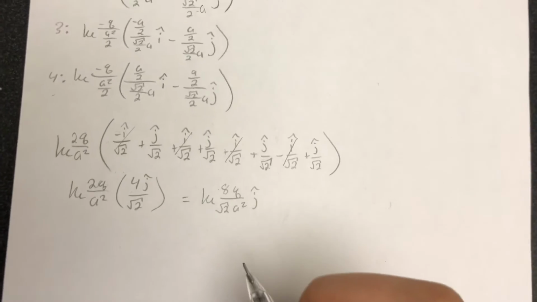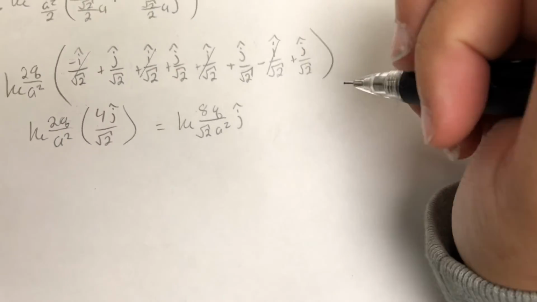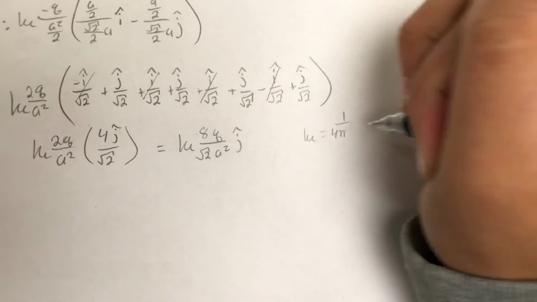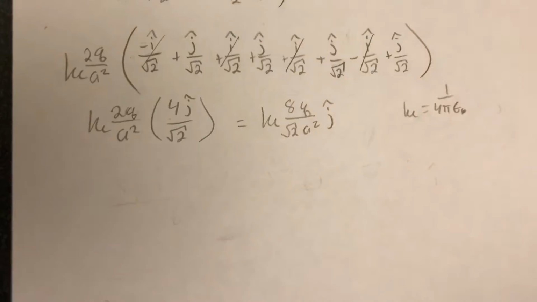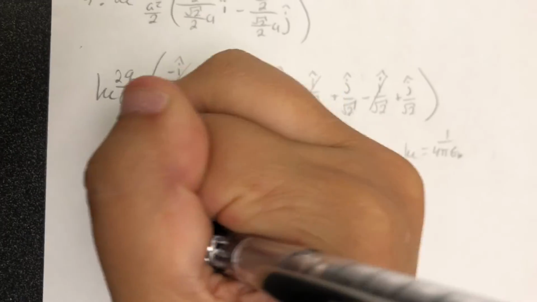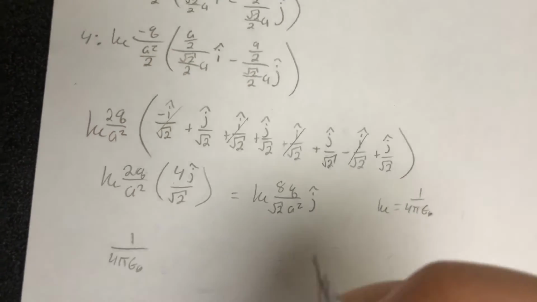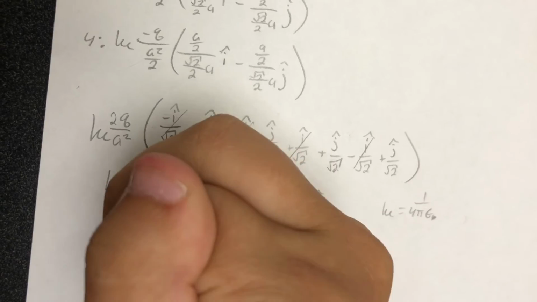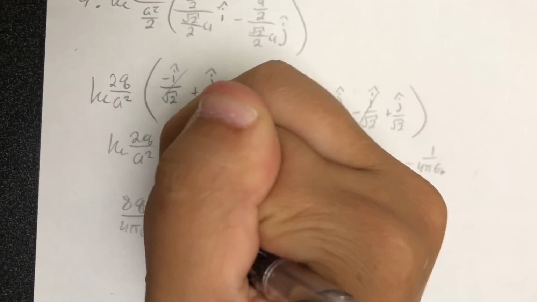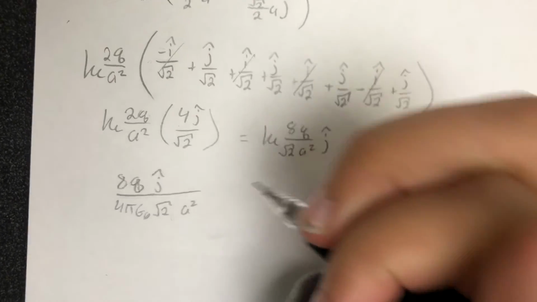And now obviously I've been avoiding breaking up this KE, but now we can break it up. And that's just going to be the KE is the 1 over 4 pi epsilon naught. And now I'm just going to multiply all of that in over here. So that's going to be 1 over 4 pi epsilon naught, times 8Q J hat. And also in the denominator is root 2A squared.